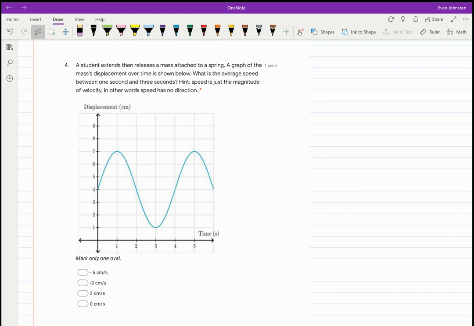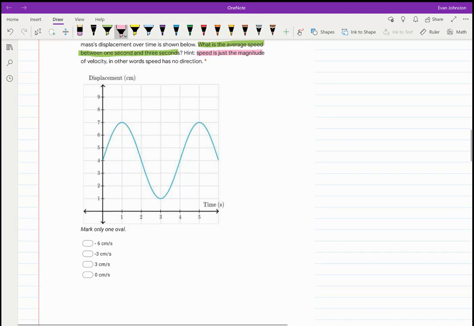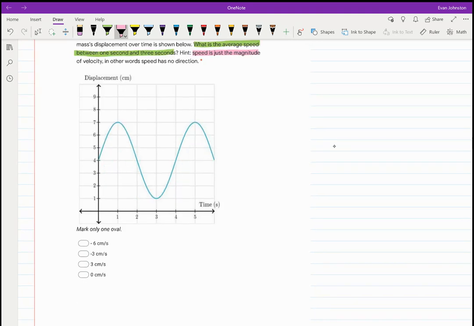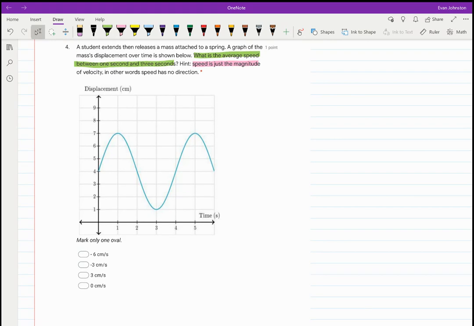The next one, we have a mass on a spring, a graph of the displacement over time. What's the average speed between 1 and 3 seconds? I gave a hint here as well: speed is the magnitude of velocity. Since it has no direction, it's just a number, so we're going to take the absolute value. That already tells me the answer choices with the negative are wrong, because speed is just a number.